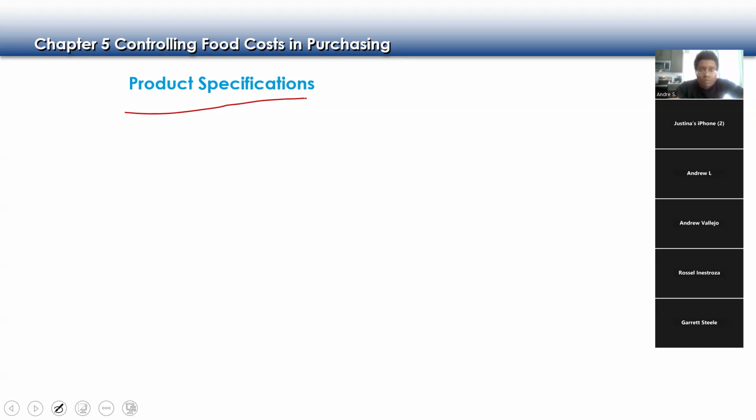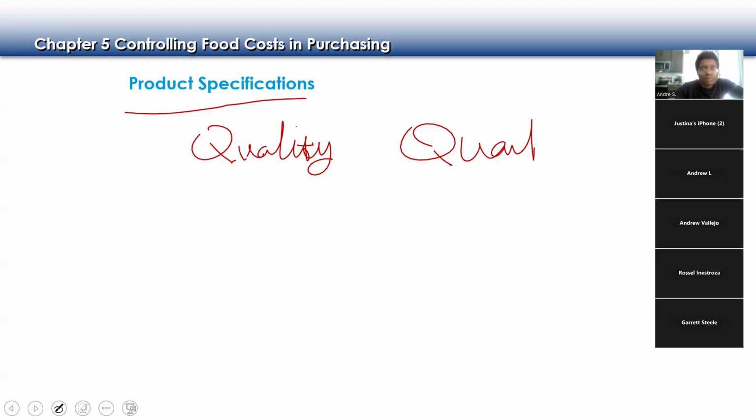But product specifications have 2 different categories. And they both start with the letter Q. What is one of them? The quality, yes, is one. And the other is quantity. Quality is the aspects, the types of ingredients that we need to order. The other one is quantity, how much we need to order. Quality and quantity.